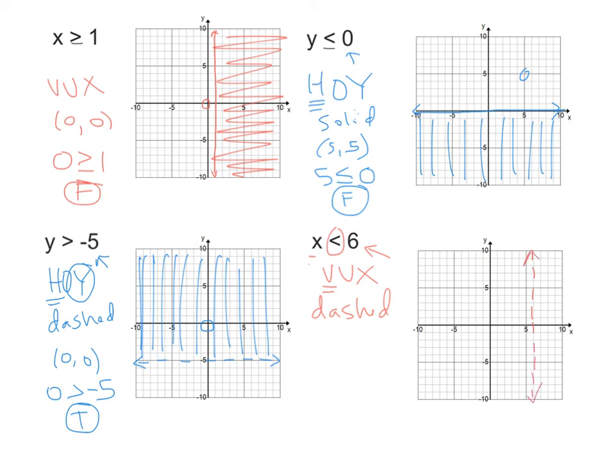There's my vertical dashed line at 6, and we're going to test a point 0, 0, which is 0 is less than 6. Is that true or false? That is also true. So we're going to shade where that point exists right there, which means we're going to shade this direction.